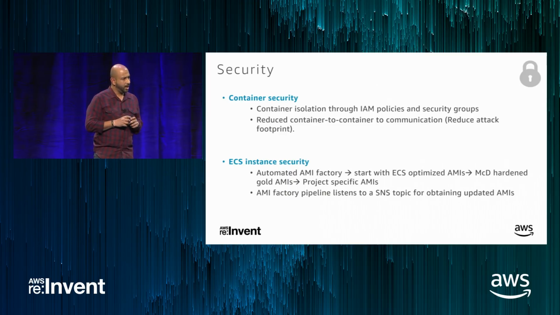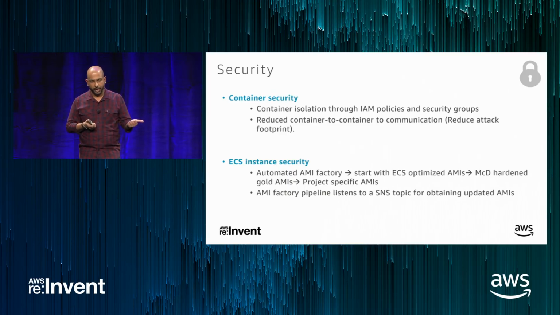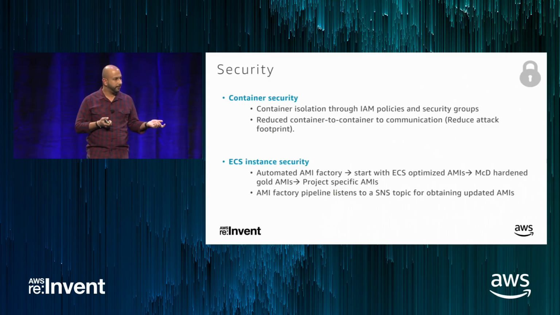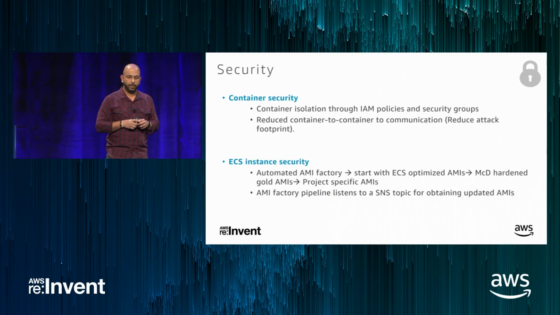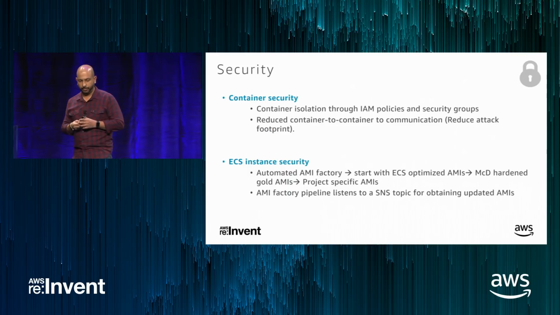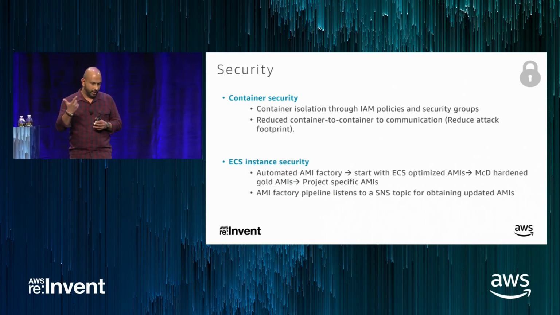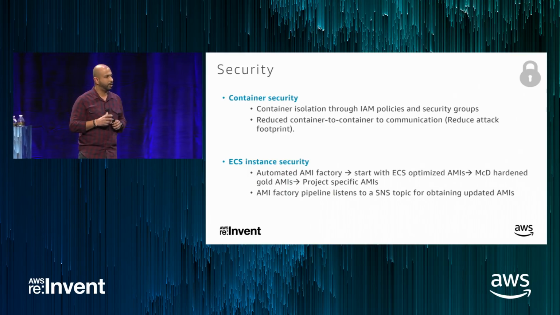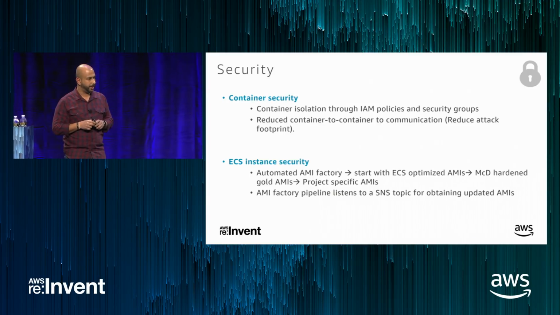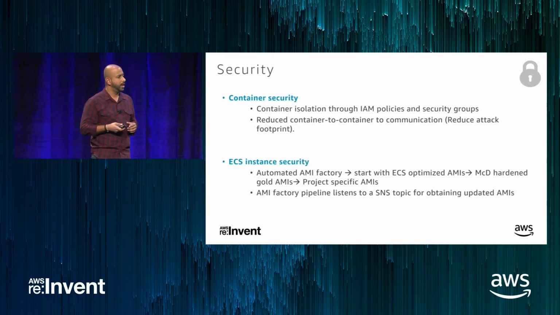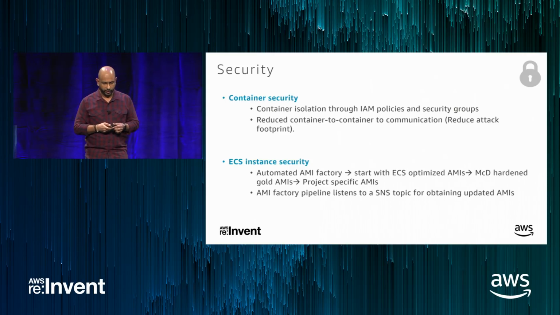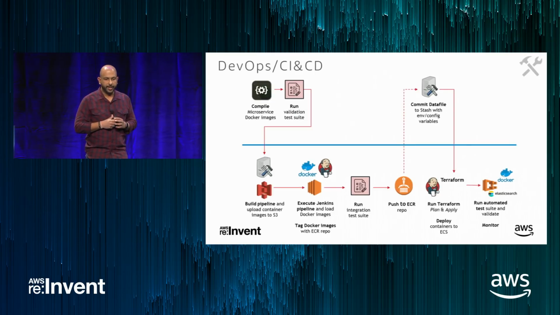It's automated, and also AWS has an SNS topic. Whenever they publish a new AMI, they will publish a notification to that SNS topic. So we subscribe to the topic. Automatically, the pipeline will run, and we'll get the latest AMI. And that gets hooked into our DevOps pipeline. So that's what I'm going to talk about next.